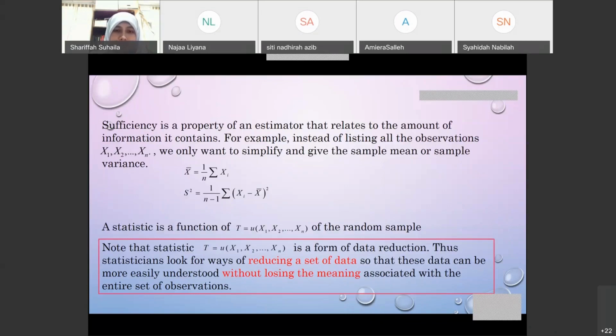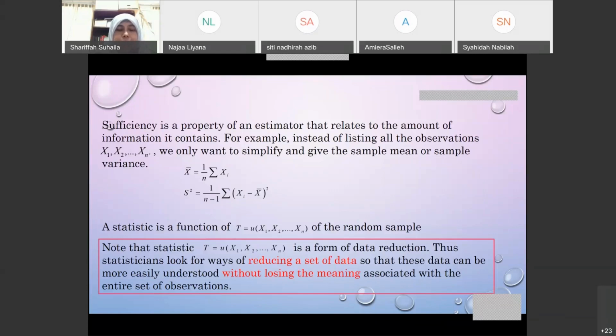So normally what we do is we just summarize and give the value in terms of sample mean, sample variance, and also sample standard deviation. Usually we express the information in the form of mean, sample variance or sample standard deviation, and there is also the sample proportion.